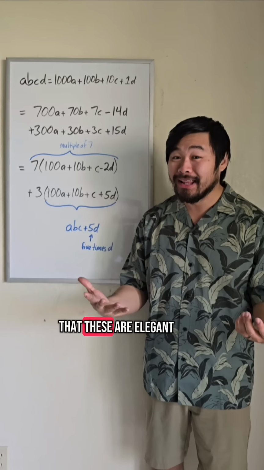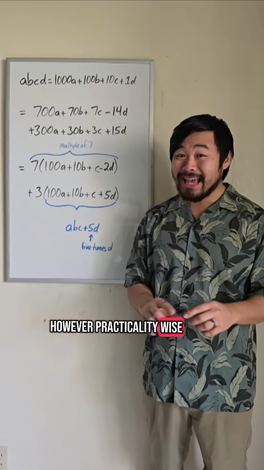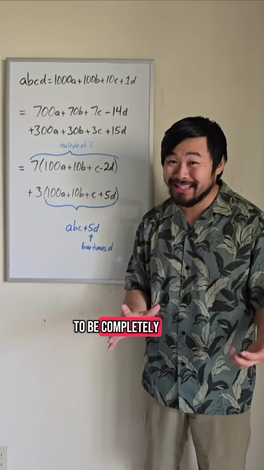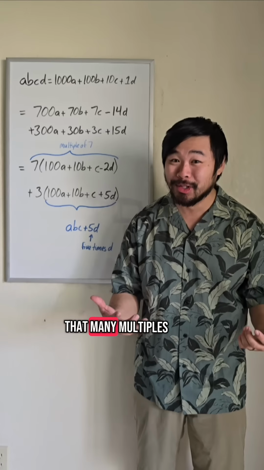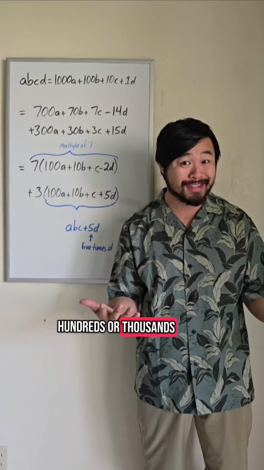Now, I think that these are elegant. However, practicality-wise, I would rather just divide by 7, to be completely honest, just because I don't know that many multiples of 7 in the higher hundreds or thousands.